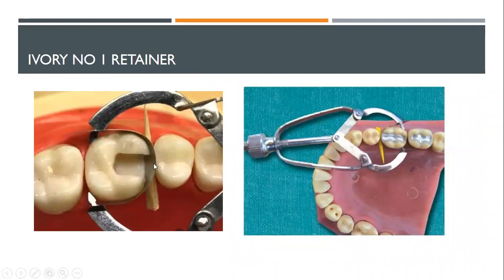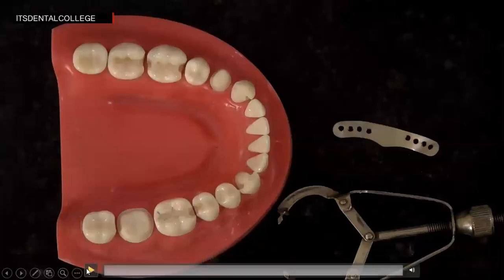So this is how the band has to be placed. These projections on the retainer will be placed interproximally. The projection on the matrix band has to face gingivally, and we can see here the close adaptation of the band to the cavity walls. So let's see this video again. This is about the Ivory retainer.